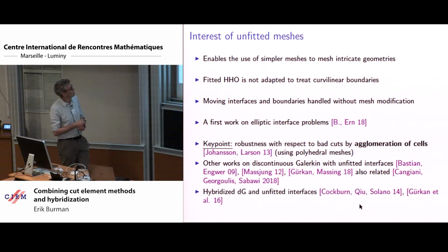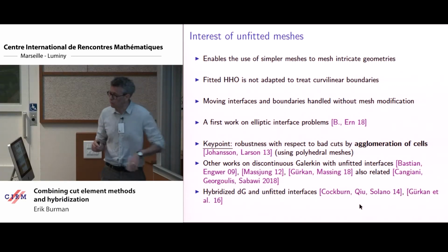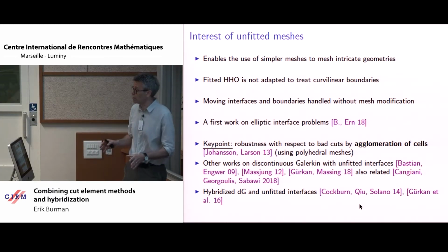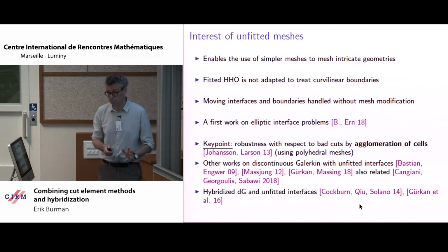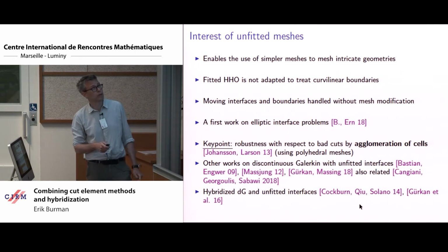So instead, we drew from this work of Johansson and Larsson, where they do agglomeration of cells. So you have to check then if a cell is cut, and if the cut is bad, you'll have to say, okay, now you join your neighbor in a certain fashion. So we have analyzed this also in this paper.